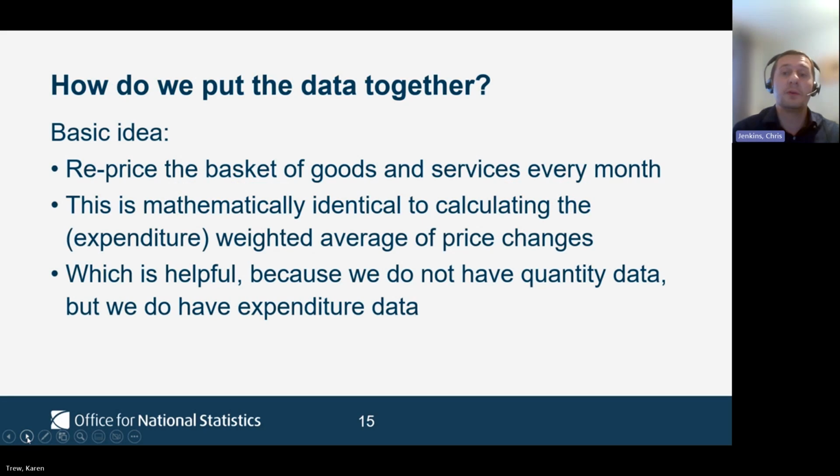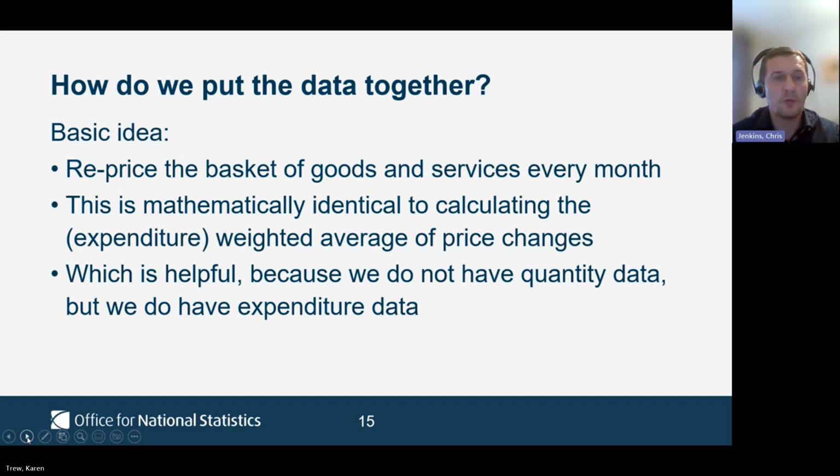So once we have collected all our prices, thousands and thousands of prices, and we've carried out the necessary quality adjustments and overall quality assurance, we then calculate our indices. The basic idea here is that we're trying to reprice our virtual basket each month. So how much is the overall cost of the basket this month compared to last month, last year, and so on?